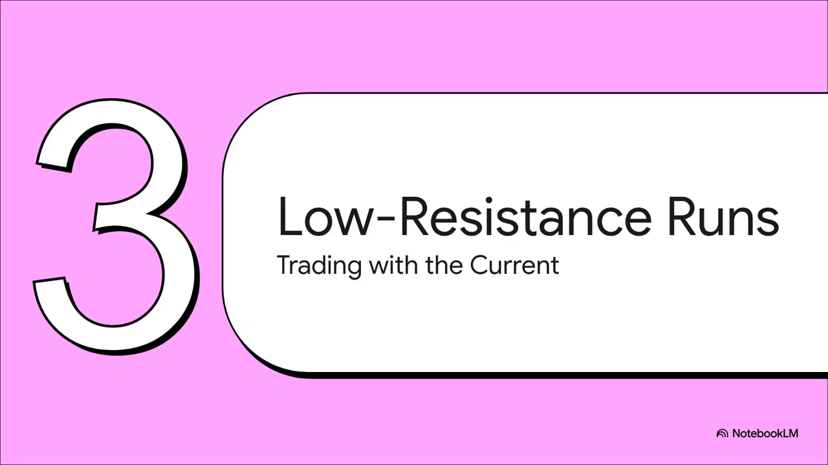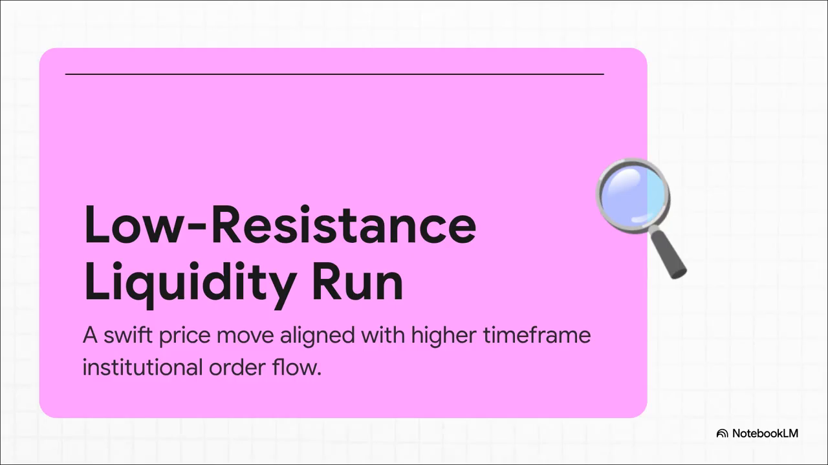Okay, so when you know the market's true destination, you can start looking for what ICT calls a low resistance liquidity run. And trust me, this is the holy grail. This is what it feels like to trade with the current, not against it. A low resistance run is one of those beautiful, clean, fast moves where price just slices through old highs or lows like a hot knife through butter. There's almost no fight, no struggle. And why does that happen? Because you are perfectly in sync with the institutional order flow. You're not trying to swim upstream.